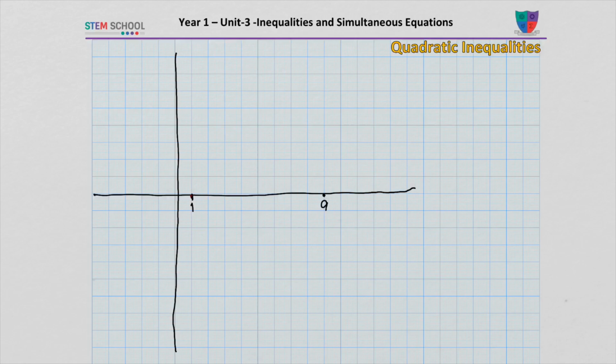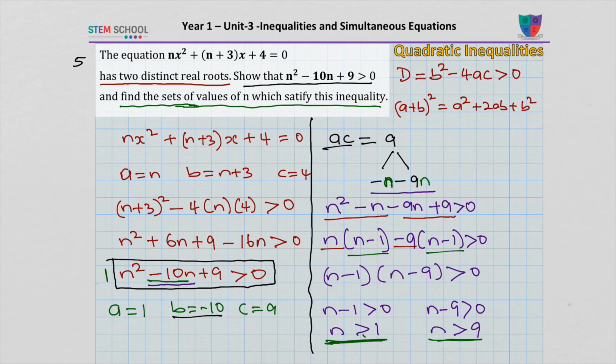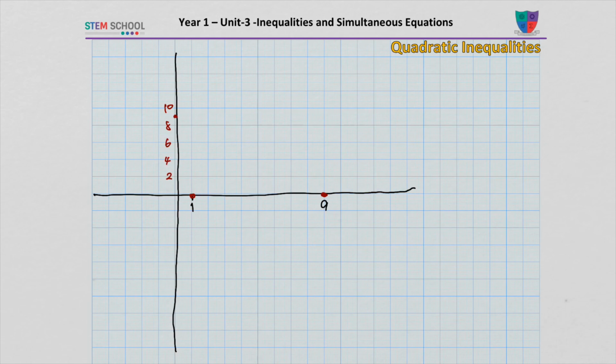So we've got the first point where the graph will cross. It will also cross at the intercept. So if this is, let's say, 2, 4, 6, 8, 10, it will be crossing here at plus 9. So that's the curve crossing at plus 9. So we've got the point.